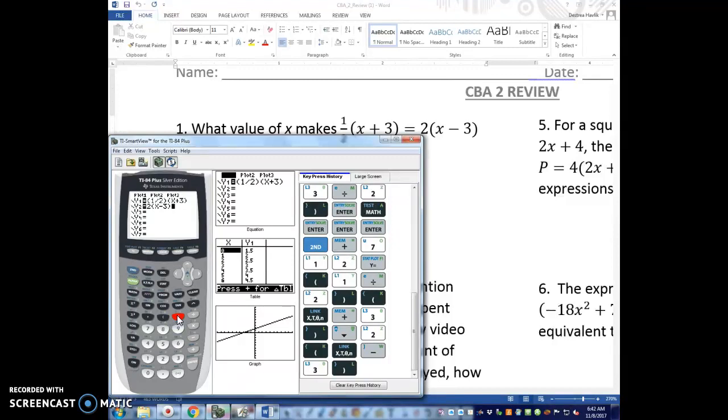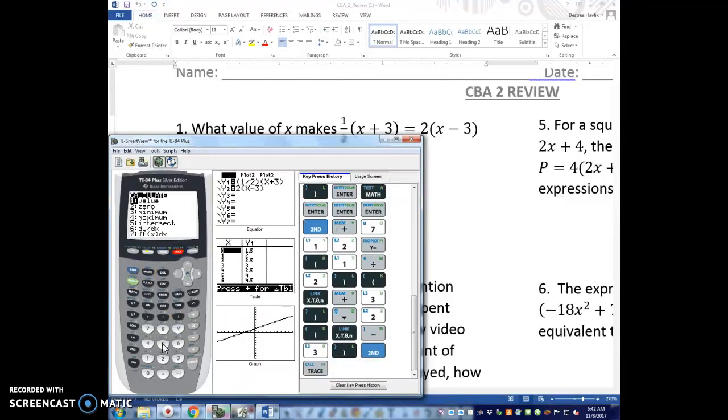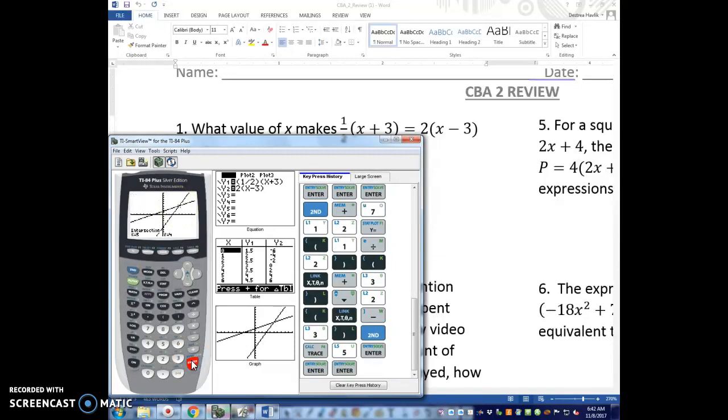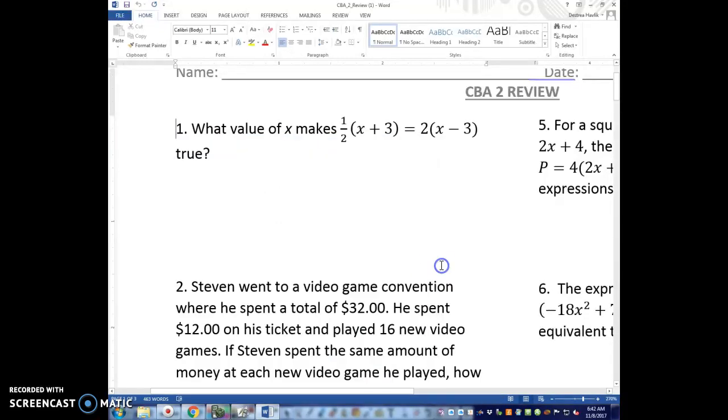Okay, so then you do the second trace, 5. Be sure you see where they intersect. That's important. Okay, we can't see it. So enter. X equals 5, so that will be your answer. If you solve this out longhand, that's great. Okay, you should have gotten the same answer. X equals 5.